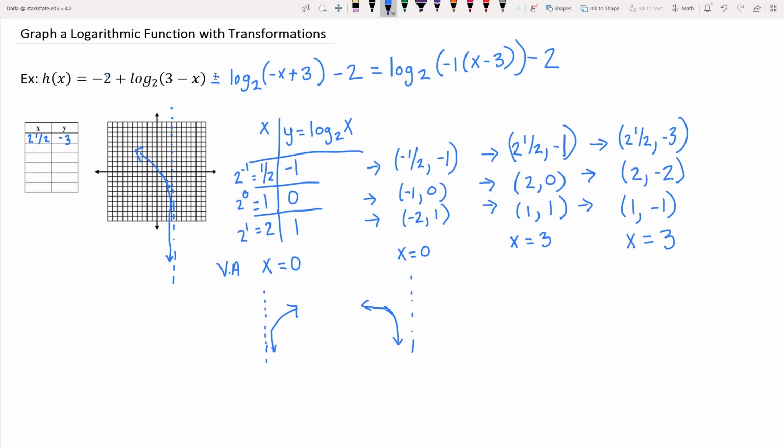And so that is our graph, and I'm going to fill in our key points into our table just so they're there. This vertical asymptote is at x equals 3. Note that the domain in this case goes from negative infinity to 3, but not hitting 3, so non-inclusive. That makes sense because of that reflection, so it would start at negative infinity and go to a vertical asymptote. And then the range will always be, for a logarithmic function, all real numbers. So this completes graphing by transformations.